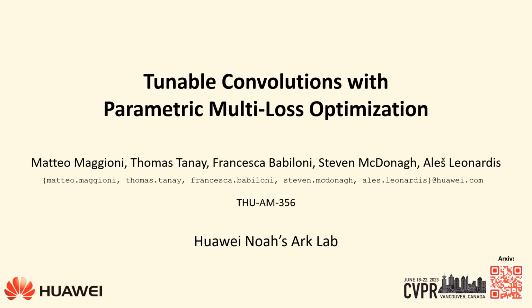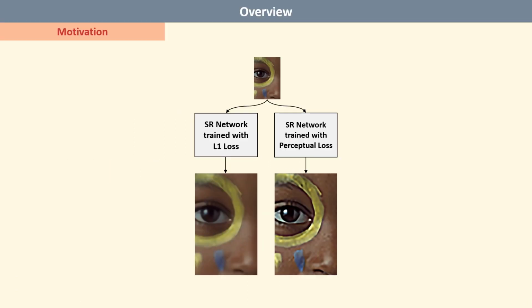We present tunable convolutions with parametric multi-loss optimization. Most image restoration problems are ill-posed and admit an infinite number of valid solutions. Neural networks, however, produce only a fixed type of solution, completely determined by the data and loss function used during training. For example, a super-resolution network trained with an L1 loss generates accurate but less detailed results, while the same network trained with a perceptual loss generates results that are visually more pleasing yet less faithful to the input.